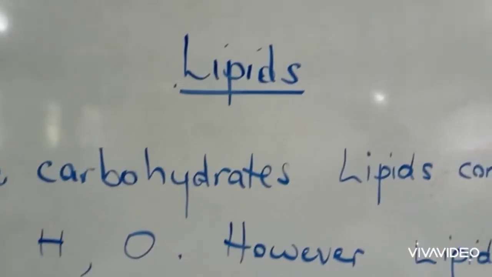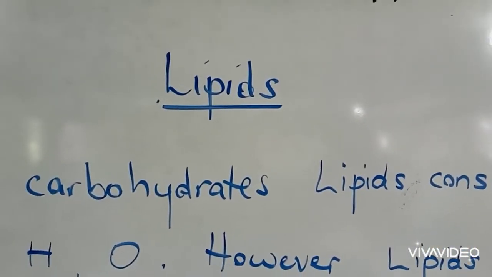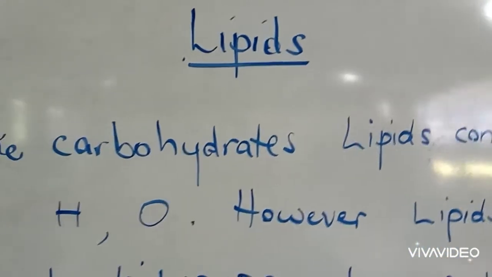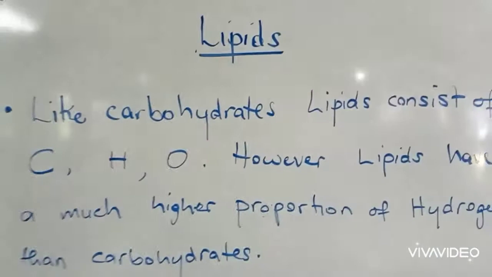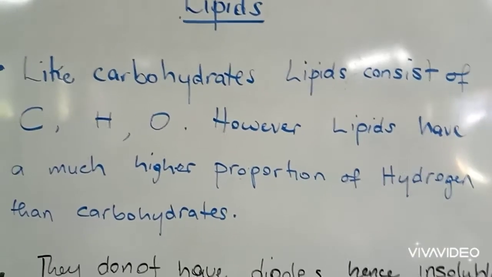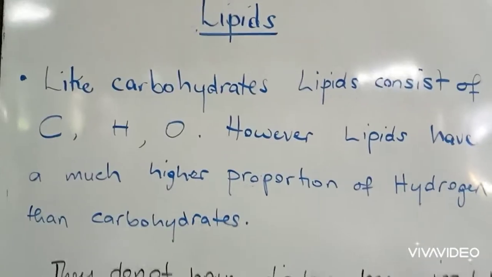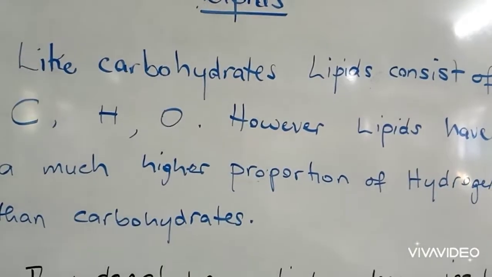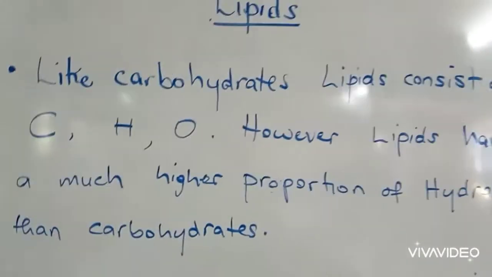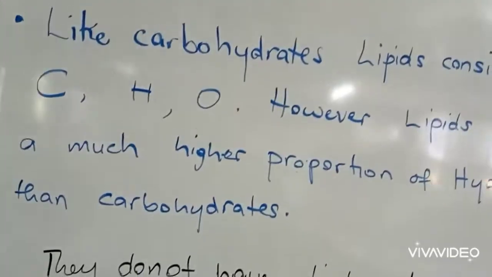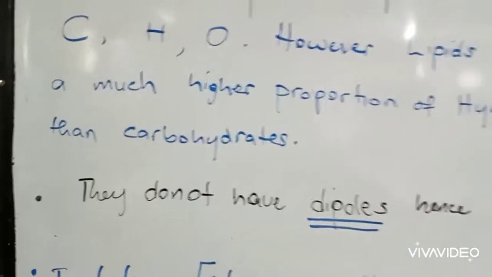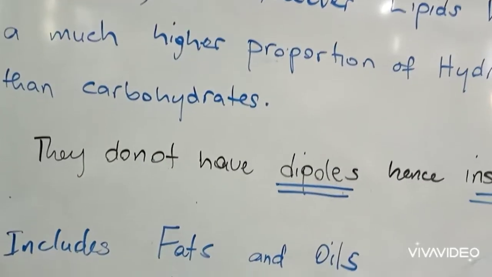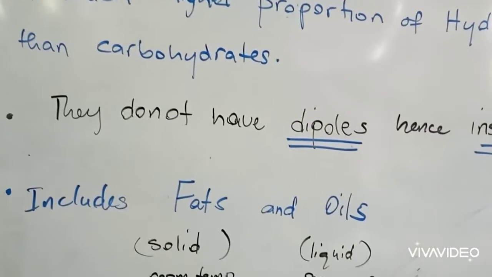Alright, today we'll be looking at lipids, the final subtopic under biochemistry. Lipids are just like carbohydrates, they consist of carbon, hydrogen, and oxygen. However, they have a much higher proportion of hydrogen than carbohydrates do. Another thing about lipids, they do not have dipoles since they are insoluble, which means they don't really have a charge, a net charge on them.